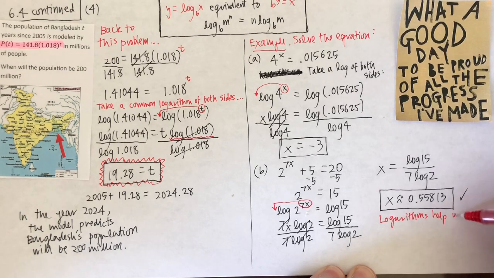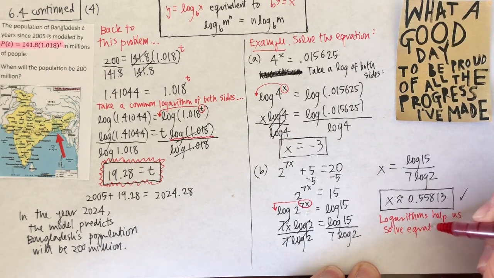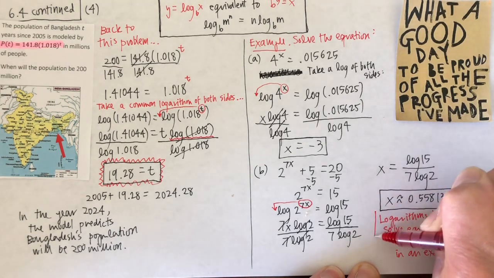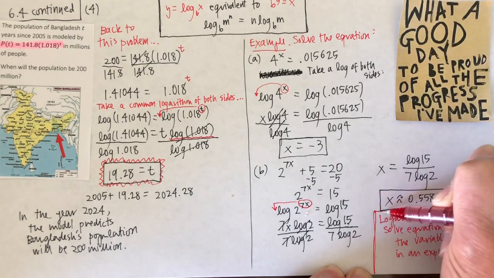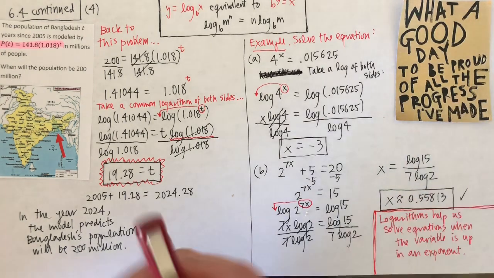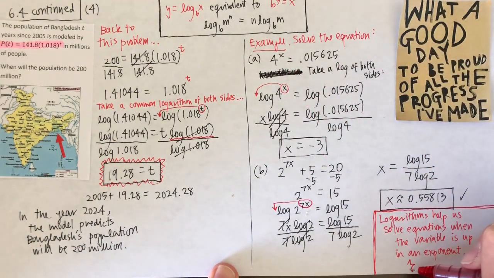help us. It's a great tool to solve equations when the variable is up in an exponent. And so we want to start recognizing this. Like in these last 2 examples, I never said use a logarithm. All I said is solve this equation. But when there's a variable kind of stuck up in an exponent, using logarithms is a strategy that's really helpful.